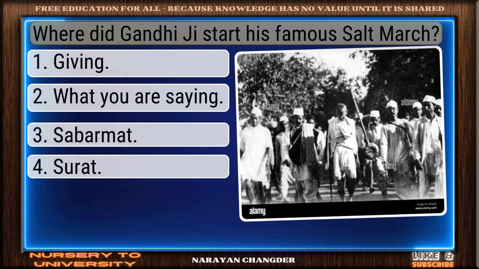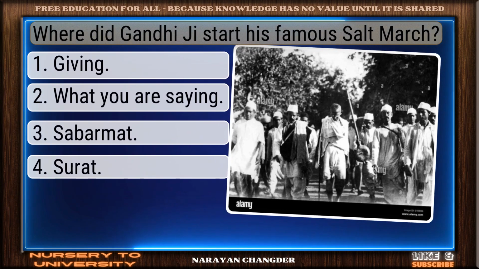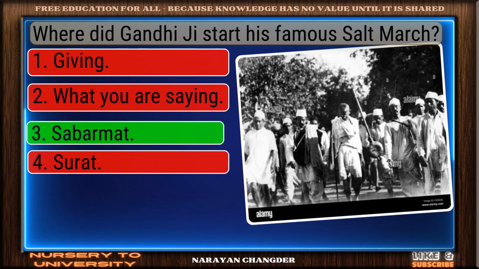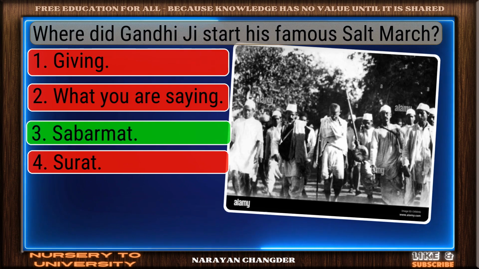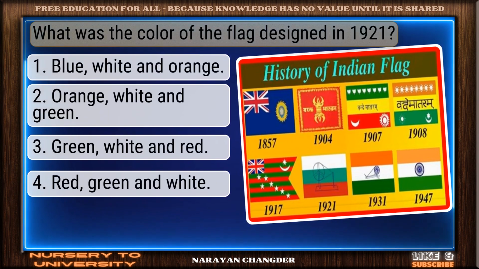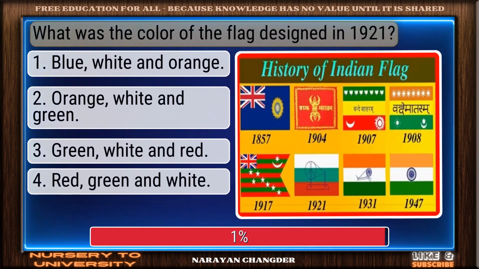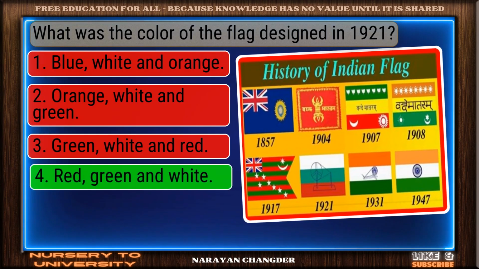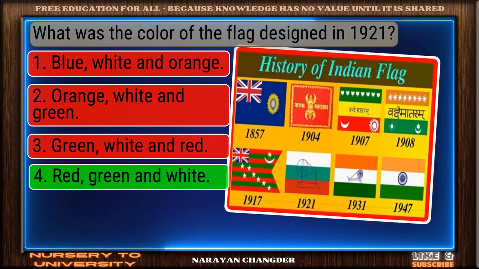Where did Gandhiji start his famous Salt March? Excellent choice. Sabarmati is right. What was the color of the flag designed in 1921? Clear logic. Red, green and white is sound.